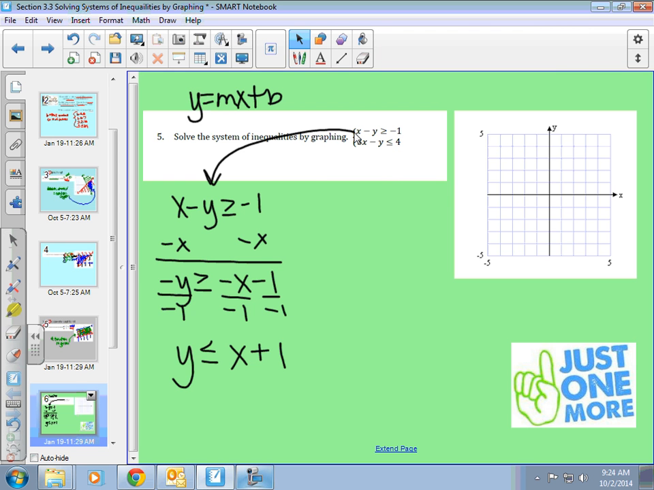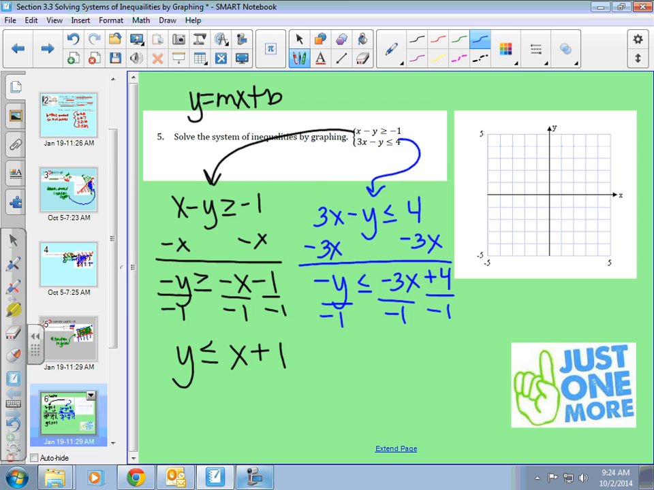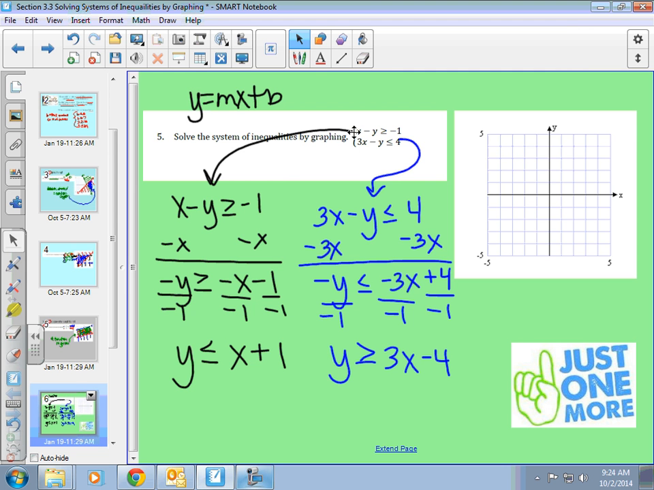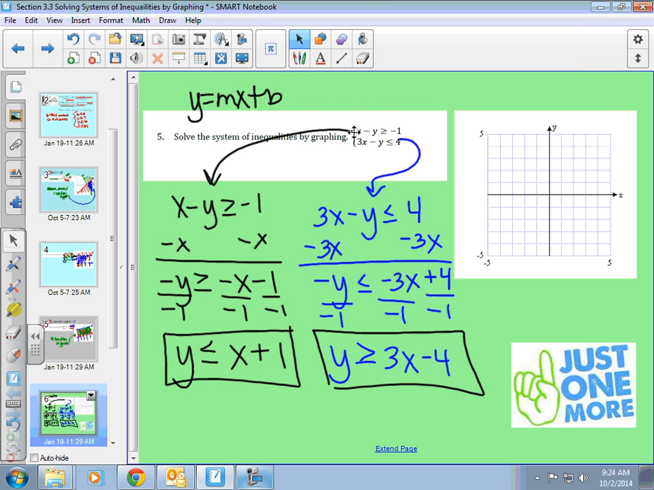Let's look at the next one. We're going to take care of this one. So we have 3x minus y less than or equal to 4. I would also subtract 3x. So I have -y is less than or equal to -3x plus 4. Now I'm going to go ahead and divide by a -1 again. Once again, I'm dividing by a negative, so my sign must flip. So it's greater than or equal to 3x minus 4. I would like for you to pause the video, and I would like you to graph these two equations and get this system of equations solution.